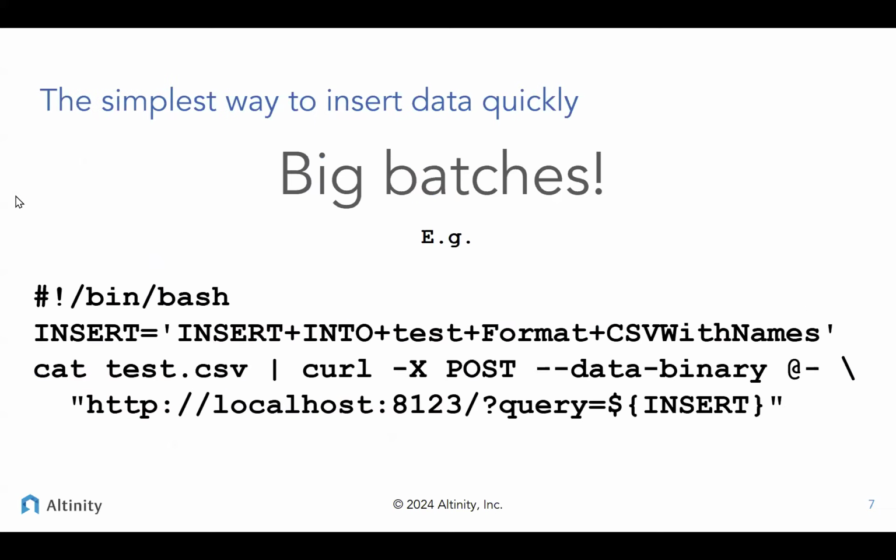Let's talk about getting data into it quickly. The simplest way of putting data into ClickHouse really quickly is big batches. And by big, we mean really big. The default block size for ClickHouse is over 1 million rows.